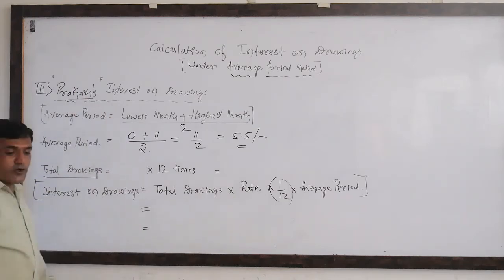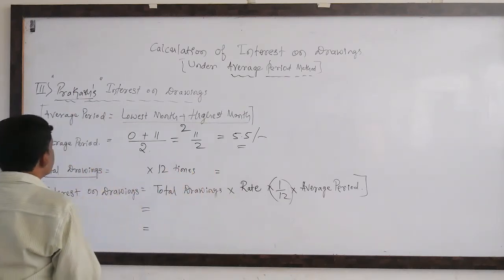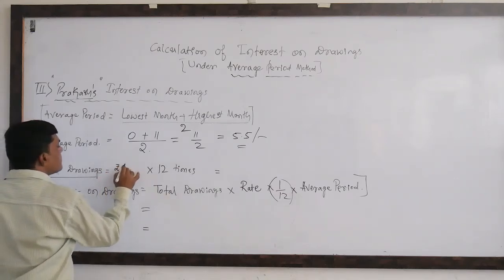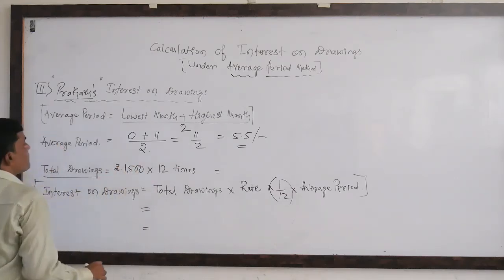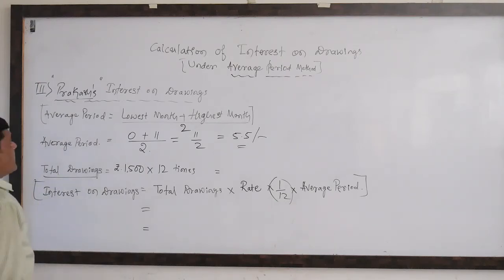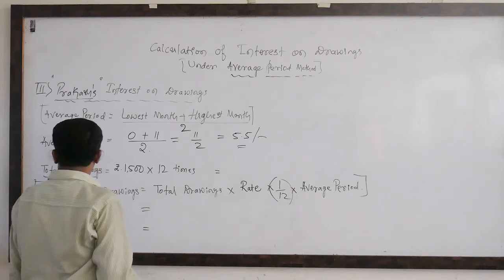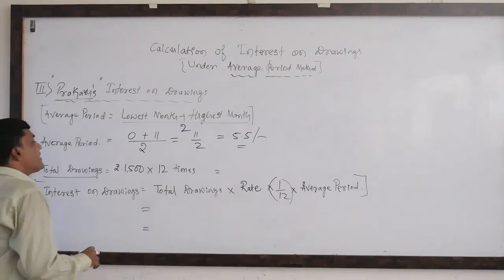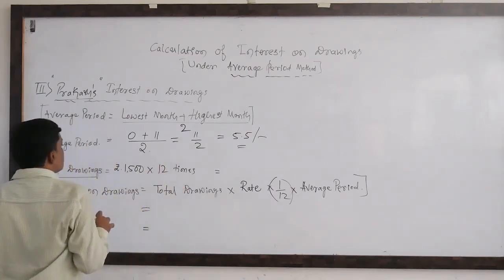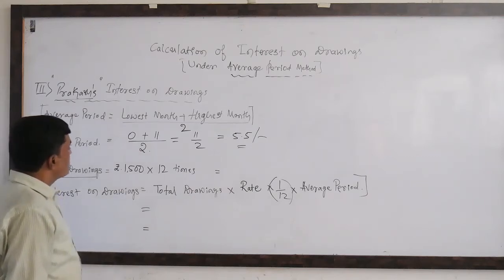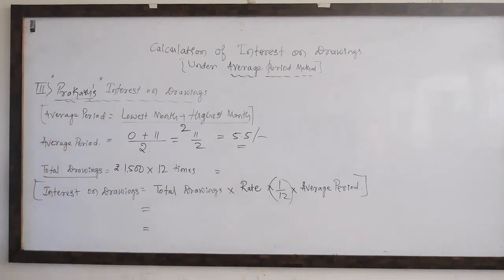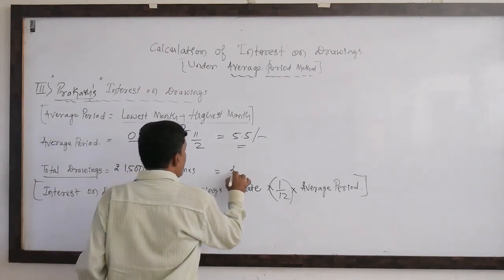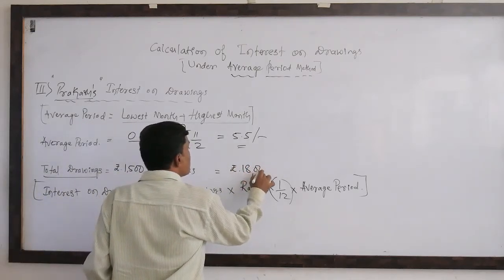Dear students, he has made his drawings of rupees 1,500. No question arises for when he has made his drawing. He has made it on the last day of every month, but he has made it 12 times. So the total drawings will be 1,500 into 12 times. Now you can get rupees 18,000 as the total drawings made by the partner.